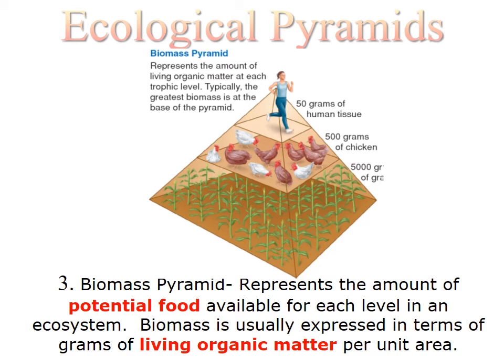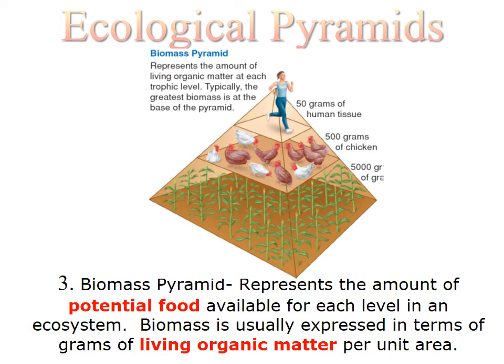Finally, the last type of pyramid we have is the biomass pyramid. This actually represents the amount of potential food. Biomass is the amount of living matter per unit area. So it's saying like 500 grams of living material in a 1 hectare, 1 acre area. So a biomass pyramid is just looking at the amount of food at each level.